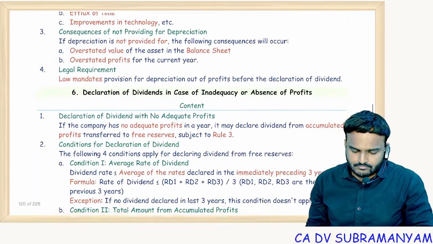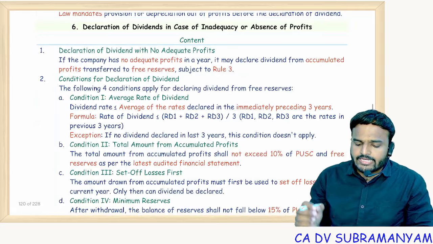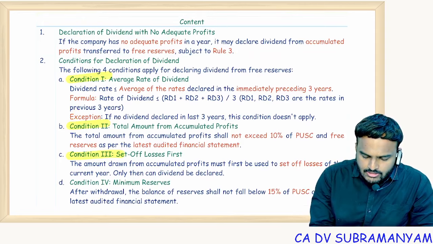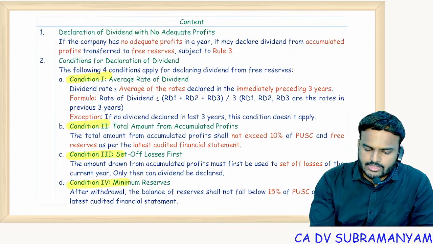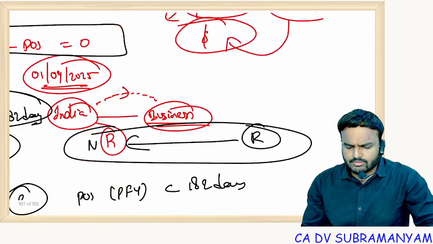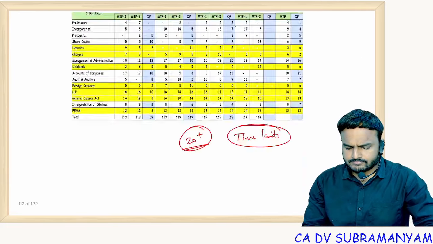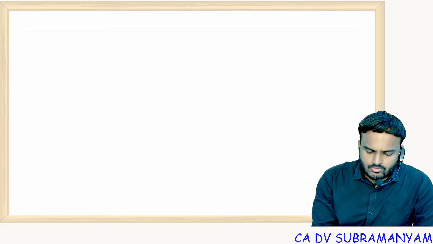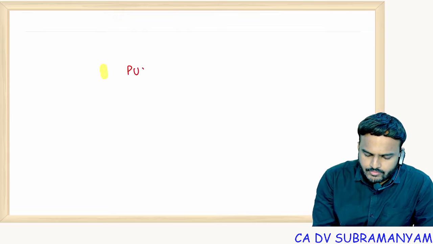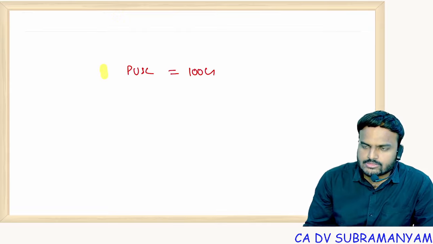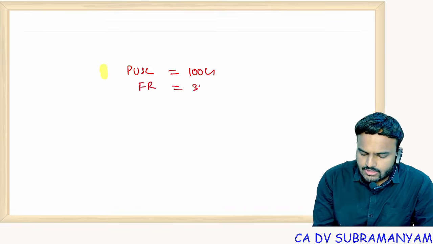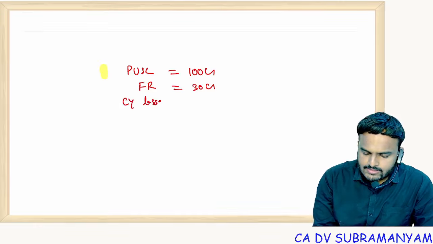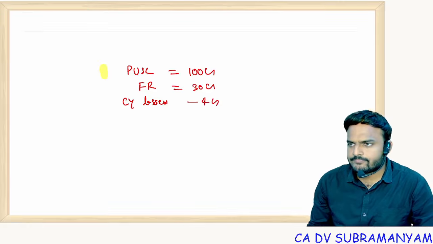Next one, in case of inadequacy or absence of the profits, 4 conditions. Remember, 4 conditions, simple conditions. Let me explain with a small example. Company paid up share capital 100 crores. Company free reserves 30 crores. And current year losses 4 crores.